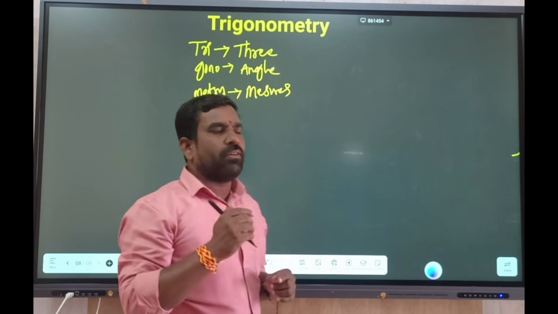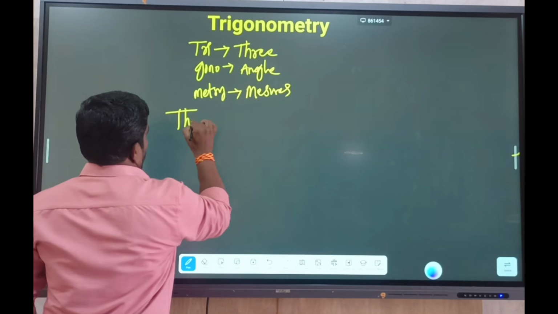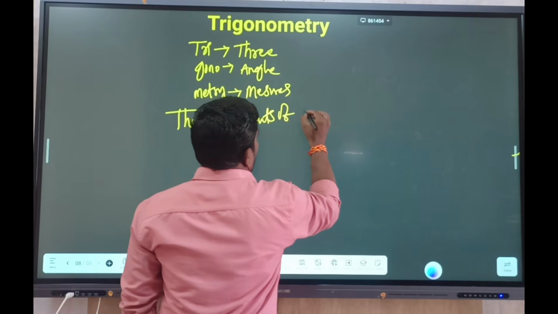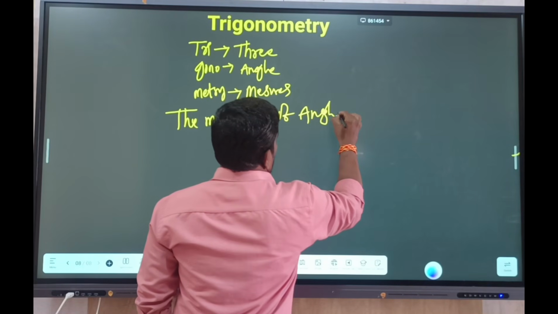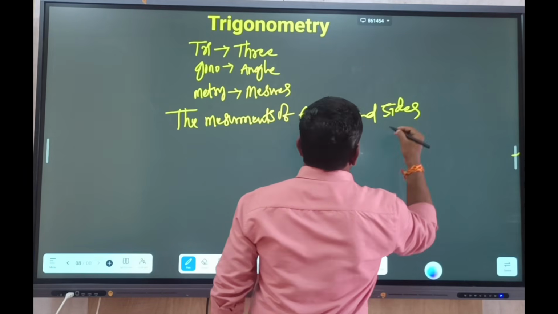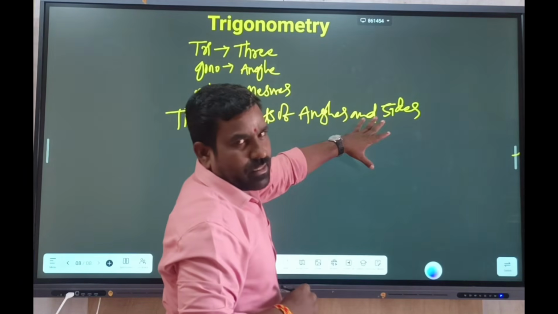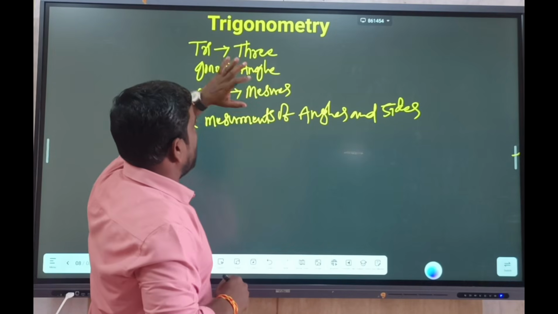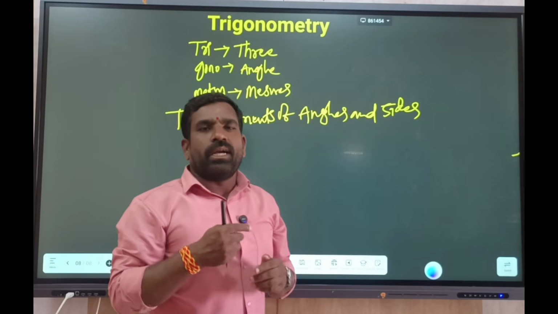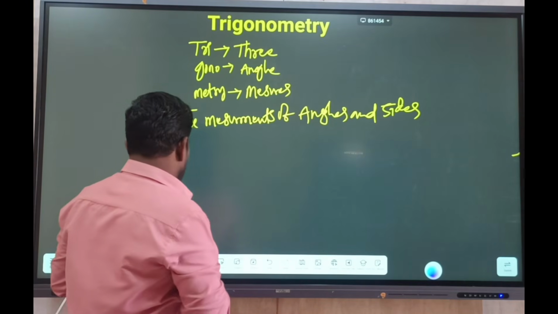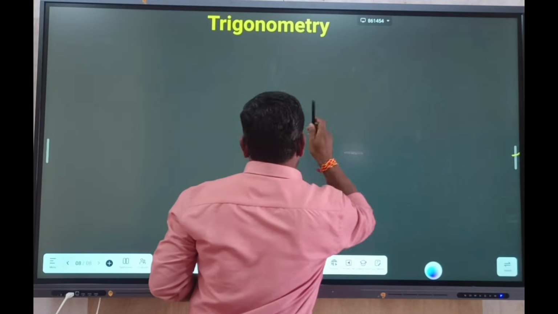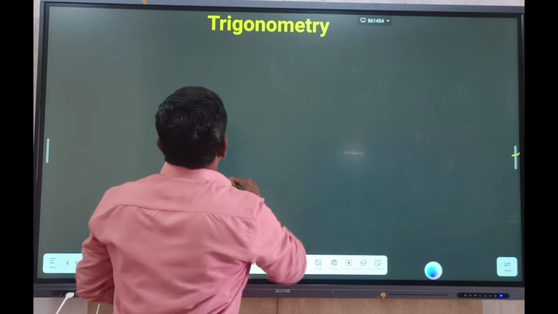So the measurements of three angles and three sides is known as trigonometry. The definition of trigonometry: the measurements of three angles and three sides is called trigonometry, right? So what is trigonometry? The most important thing here is that in trigonometry we use the right triangle.